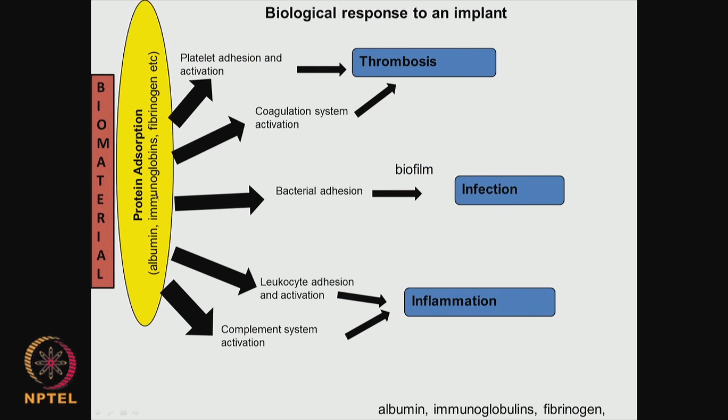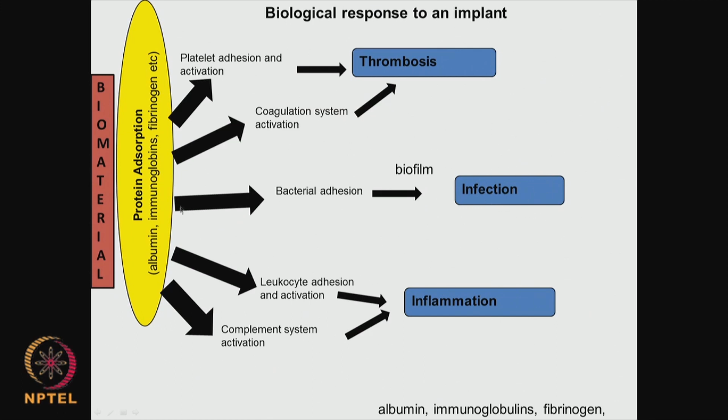But it is going to be a little bit heavy on the area of biology in this class as well as the next class. If you look at this slide, I talked about it in the previous class also. We have a biomaterial, and immediately proteins get adsorbed, proteins like albumin, immunoglobulins, fibrinogen, etc. This can have platelet adhesion and activation. This can also activate the coagulation system, which can lead to thrombosis. Bacteria can adsorb on top of the protein; some of the proteins enhance bacterial adhesion, some of them do not. So, there is biofilm formation, and this leads to infection.